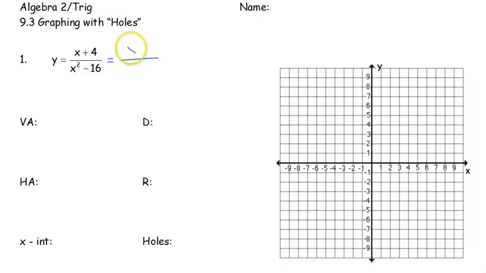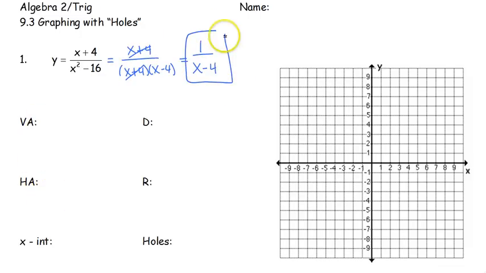We factor out the bottom. The top hasn't changed. On the bottom we've got x plus 4 and x minus 4. When we factor the bottom, we see that we've got x plus 4's canceling. When everything cancels on top, we've got that placeholder of a 1, and on bottom we've got x minus 4 left. So when we go and do our vertical asymptote and our horizontal asymptote, we are going to look at our new equation of y equals 1 over x minus 4.